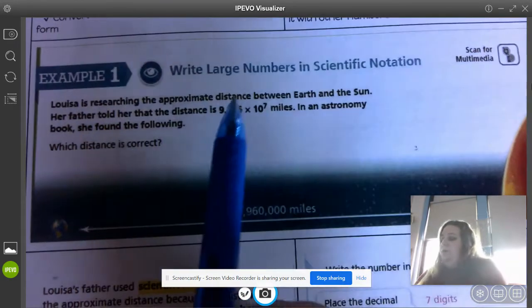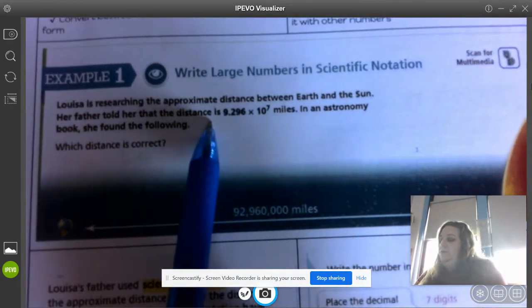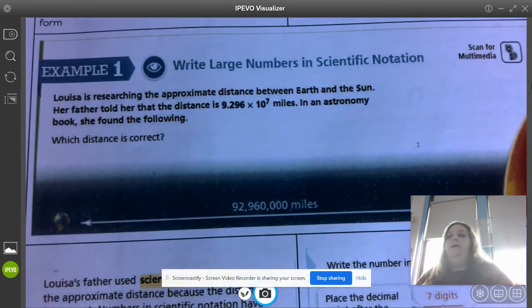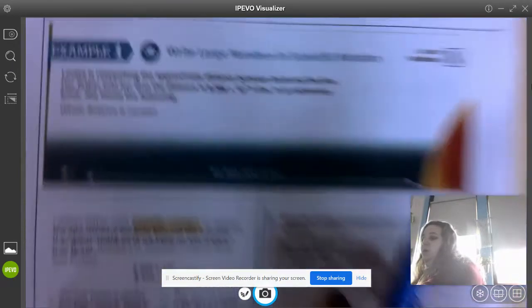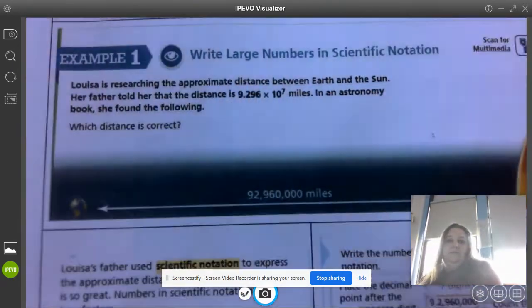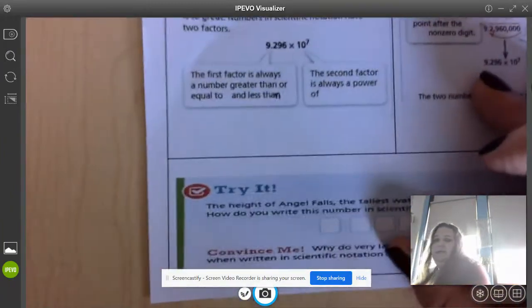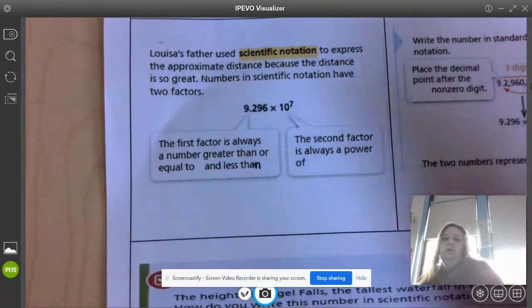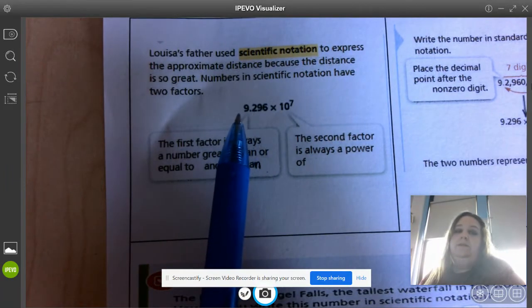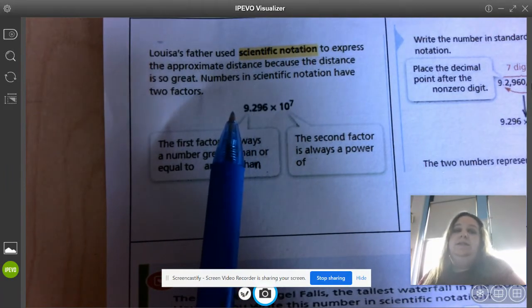So this is what her dad told her the answer was, and this was the answer she saw in the book. So we're going to compare them to see if they're the same. We would say that this example is in scientific notation. We're going to break that down a little bit more here. Louisa's father used scientific notation to express the approximate distance because the distance is so great.